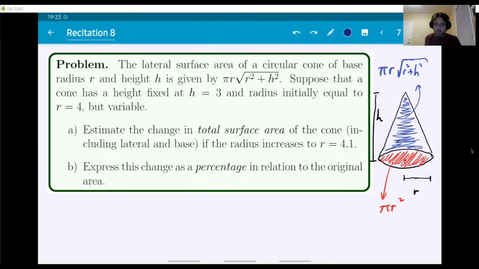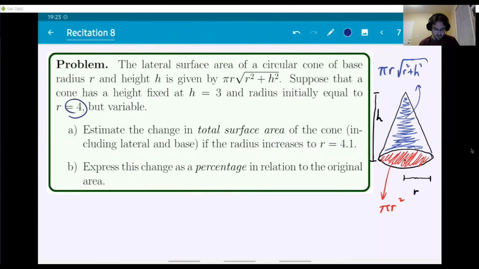All right, now the problem actually starts here. Suppose that you have a cone with a height that's fixed at 3. It's always 3. But the radius is initially equal to 4 and variable. It is going to change. The question is estimate the change in total surface area, including lateral and base, if the radius increases to 4.1. So you see, once again, this is linear approximation.